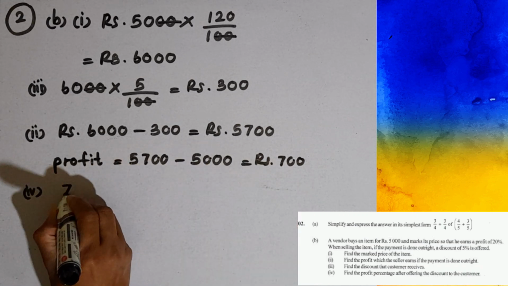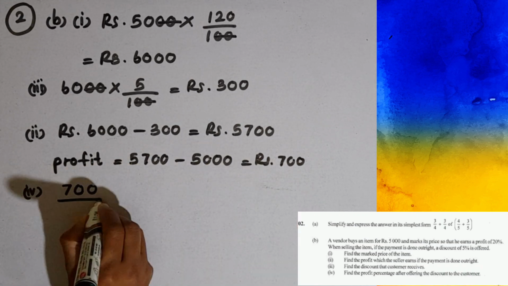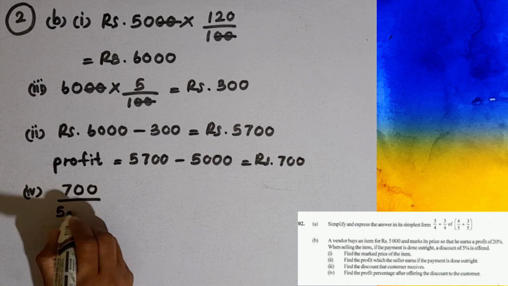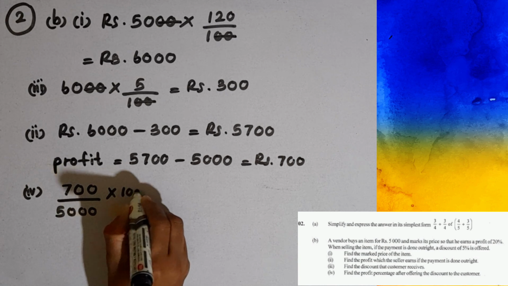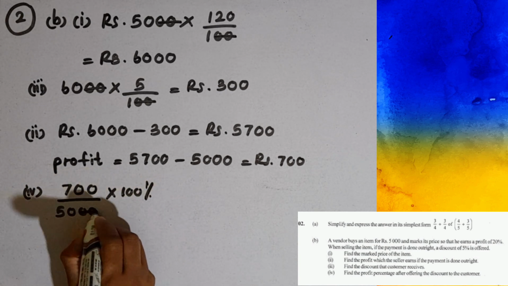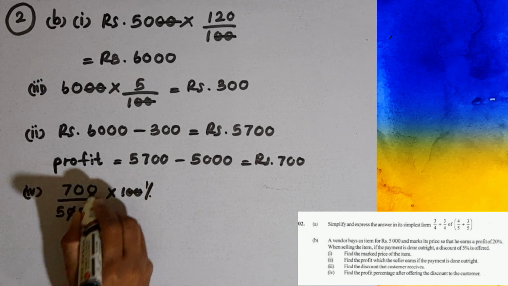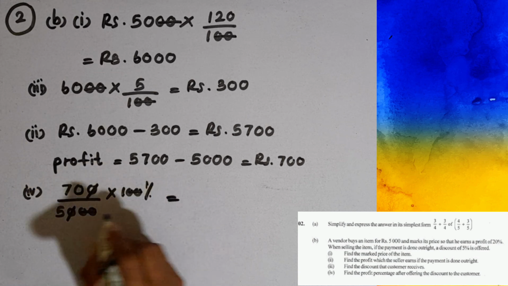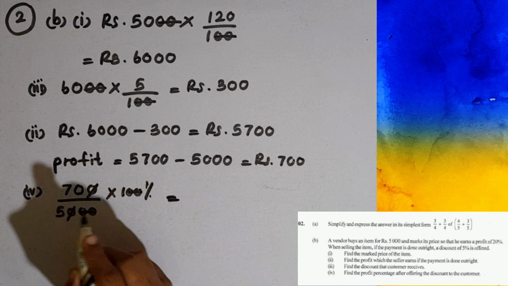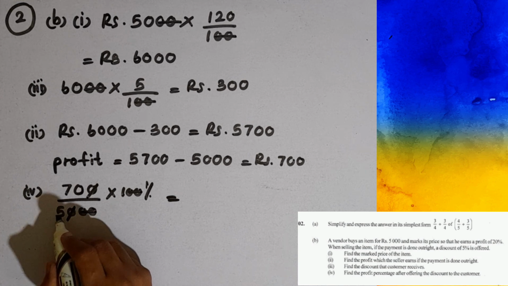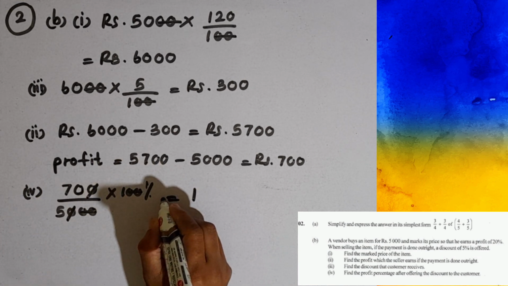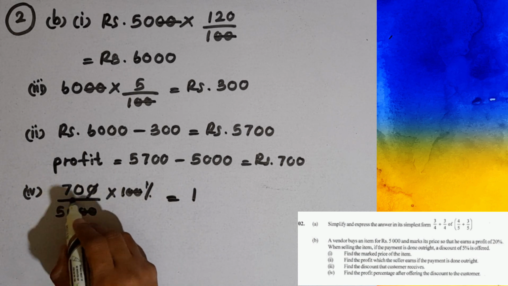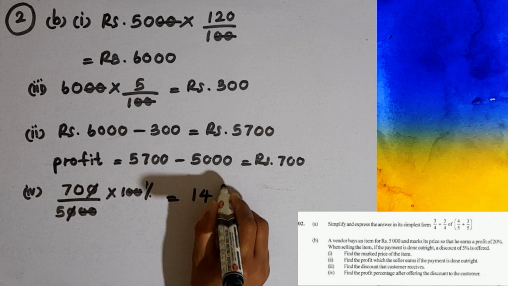Then in part 4 we are asking for the profit percentage. The profit is 700. The buying price of the item is 5000. Then this is multiplied by 100%. 2 zeros can be cut off. Then 0 and 0 can be cut off. 70 divided by 5. 5 times 1 is 5. Then for 20, 5 times 4. 14% is the answer.